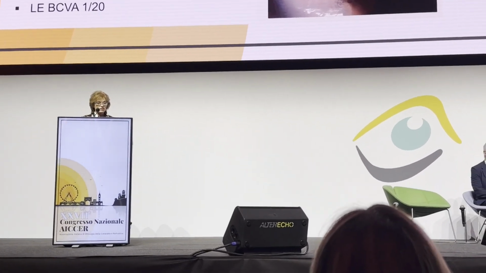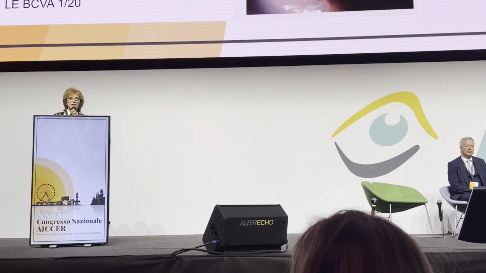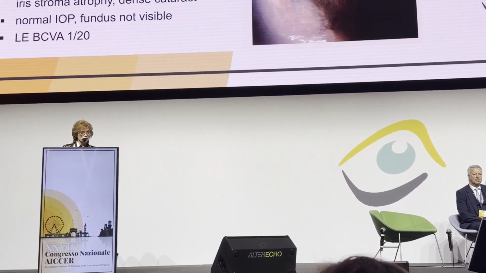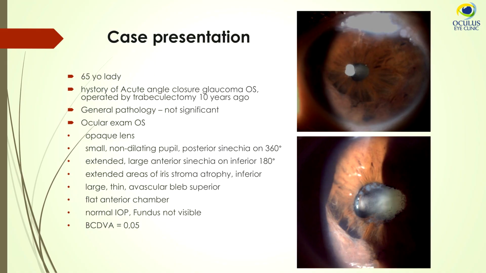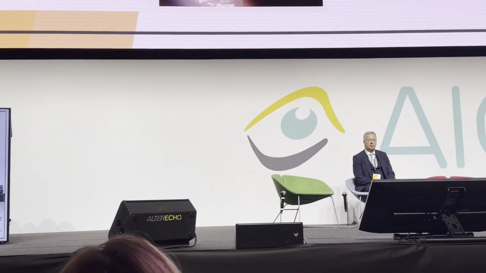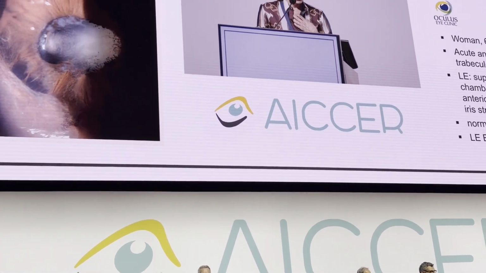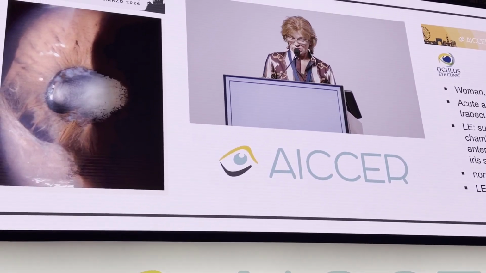So I'm going to present a case, a woman in her 60s with acute angle closure glaucoma, who had a trabeculectomy in another clinic 10 years ago in her left eye. We see a superior vascular bleb, flat anterior chamber, miosis, occlusio pupillae, and large anterior synechia on the inferior 180 degrees. So this is the anterior segment. You will see several other pictures of the anterior segment, but with good IOP, and the fundus, of course, was not visible due to this advanced cataract. The visual acuity was 1/20.